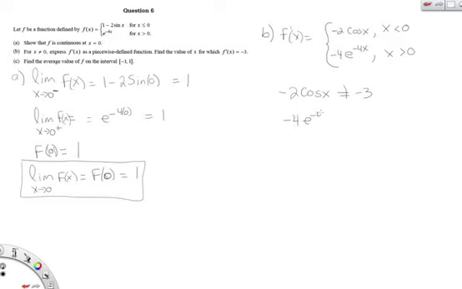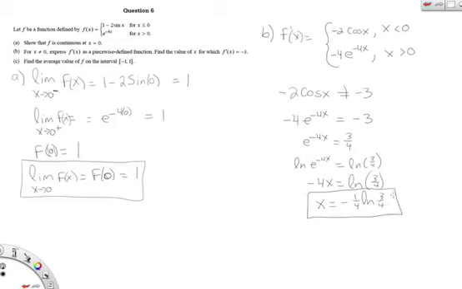Negative 4e to the negative 4x probably can. I divide, I get e to the negative 4x equals 3/4. I take the natural log of both sides. Natural log of e cancels out. I get negative 4x equals the natural log of 3/4. And I get x equals negative 1/4 natural log of 3/4. So I have no idea what that number is, but that's the one I need.